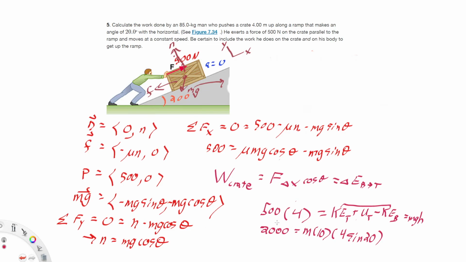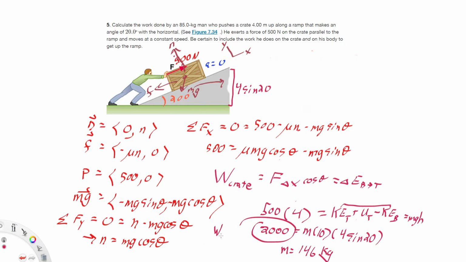So actually, the information they've given us is enough to say that the mass of the box is 146 kilograms, because the force sine 20 is how much height you gained as you went 4 meters up the ramp. But anyway, that's more than what the question is asking for. They want to know the total work done. So the guy did 2,000 joules of work pushing the box.